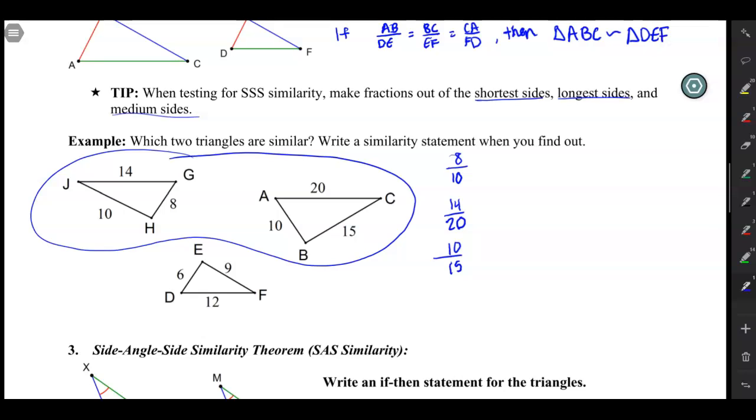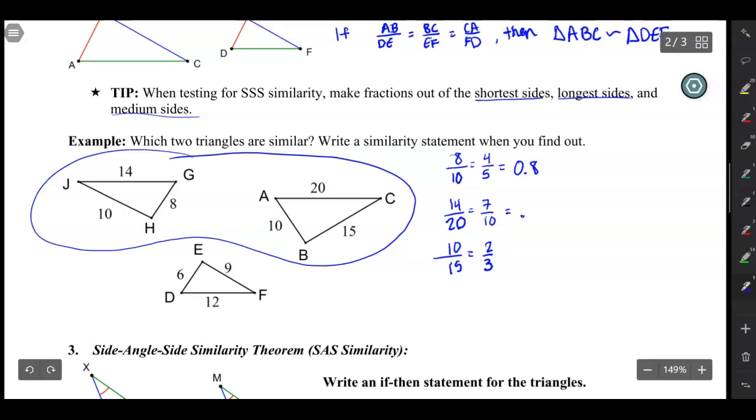Okay, and I'm going to simplify all of these fractions. My goal is to see if they're the same. If all these fractions are the same, then I have found similar triangles. However, all these fractions are different. None of them simplify to the same thing. What you could also do if you didn't want to simplify fractions is change these all into decimals. So this is like 0.8, this would be 0.7, and this would be 0.67. None of these decimals are the same, which means that these 2 triangles are not similar.